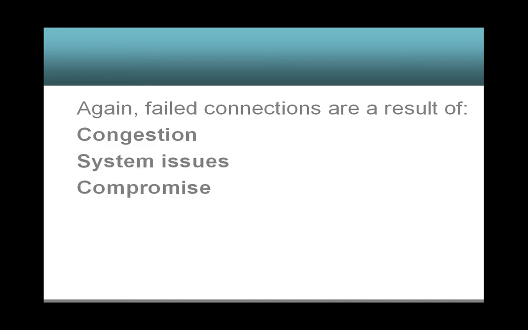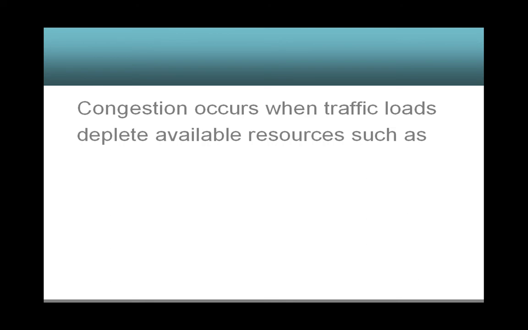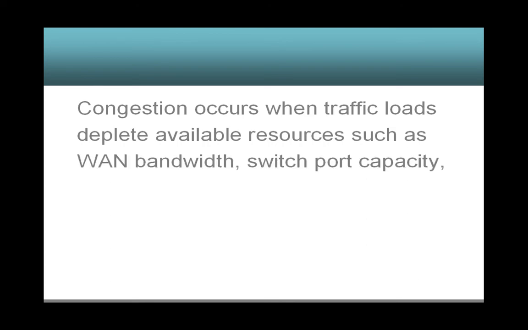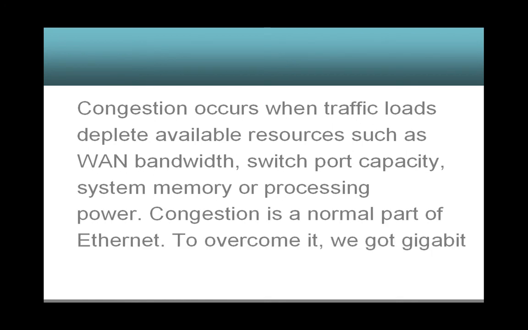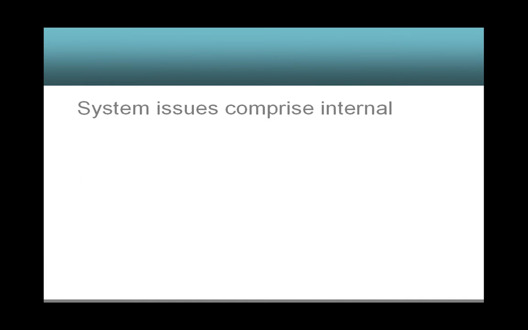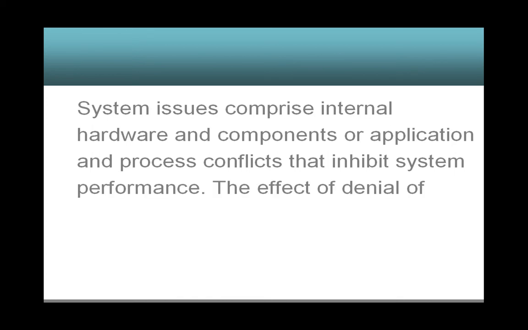Again, failed connections are a result of congestion, system issues, or compromise. Congestion occurs when traffic loads deplete available resources such as WAN bandwidth, switch port capacity, system memory, or processing power. Congestion is a normal part of Ethernet. To overcome it, we got gigabit and multi-gigabit networks. System issues comprise internal hardware and components or application and process conflicts that inhibit system performance.